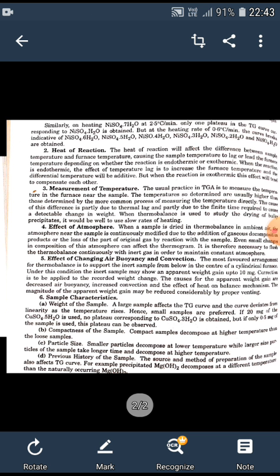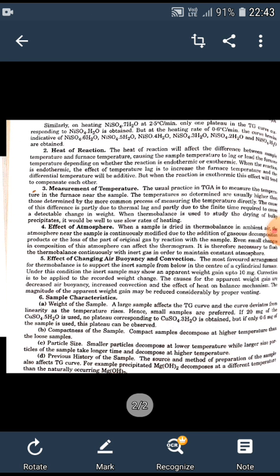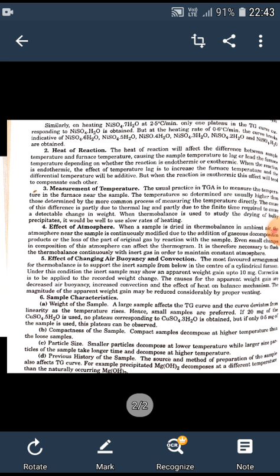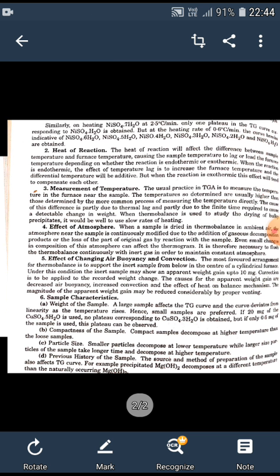The last factor influencing the thermogravimetric analysis is the sample characteristics, which includes weight of the sample, compactness of the sample, particle size, and history of the sample. A large sample affects the thermogravimetric analysis curve, and the curve deviates from linearity as the temperature rises. Hence, small samples are preferred.